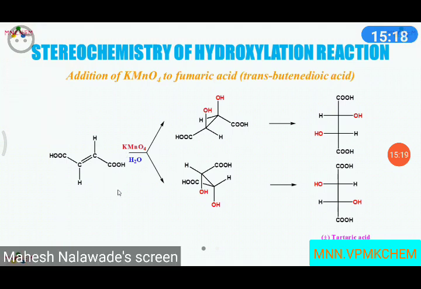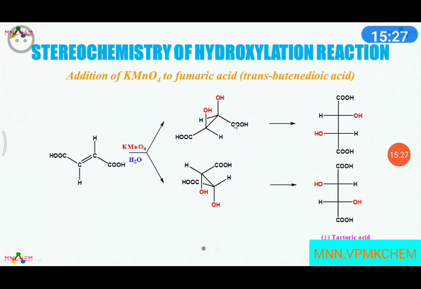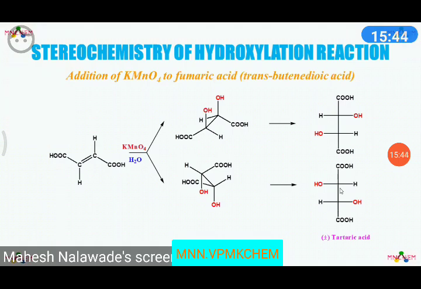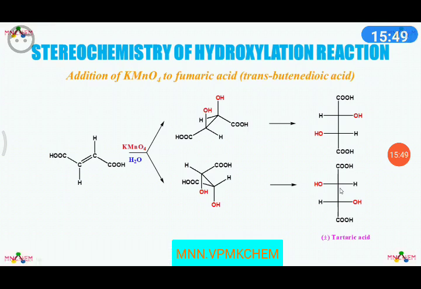And after subsequent hydrolysis, we'll get the 1,2-diols, which are represented in the Sawhorse projection and then converted to the Fischer projection. These are the racemic mixture of tartaric acid. So in short, we can say cis-butenedioic acid or maleic acid gives meso-tartaric acid, whereas fumaric acid gives racemic mixture of tartaric acid after syn hydroxylation reaction using KMnO4.